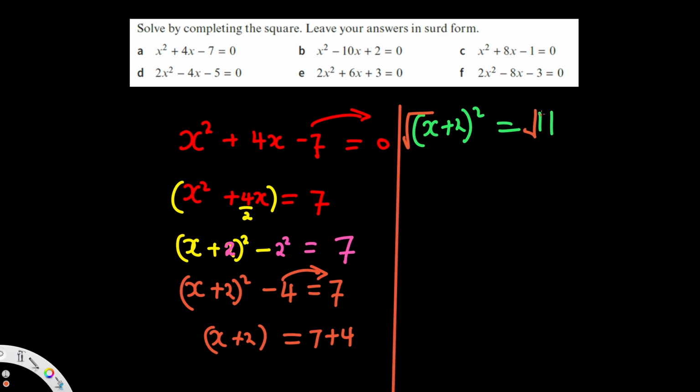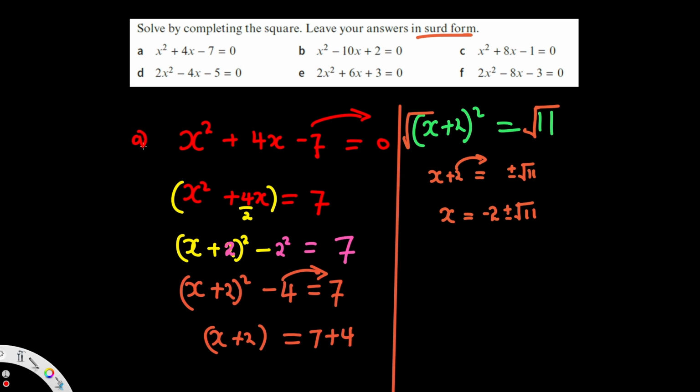Now, in order to find the value of x, we are going to find the square root both sides. That's why they are saying leave your answer in surd form. So you don't have to find the square root of 11, because there's no exact square root of 11. So we have x plus 2 equals plus or minus root of 11. If you take this on the other side, it will be x equals minus 2 plus or minus square root of 11. Now, this is what it means by leaving your answer in surd form.